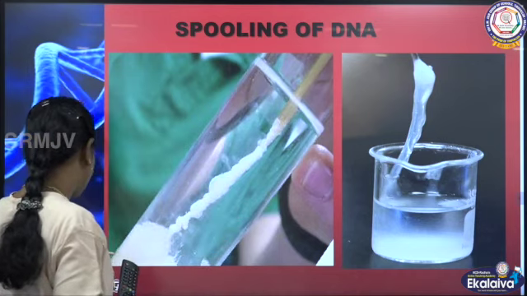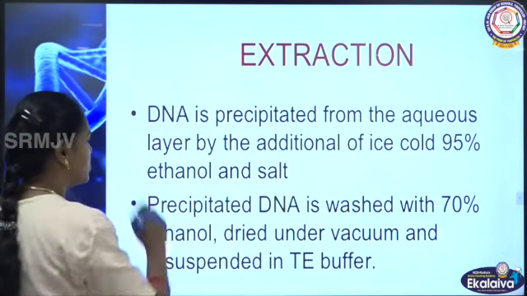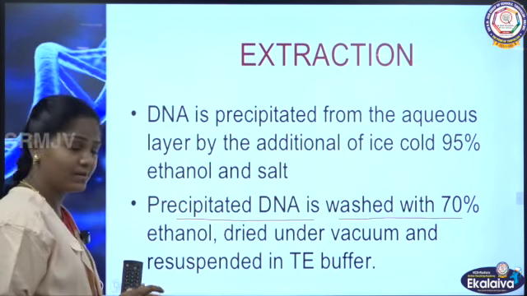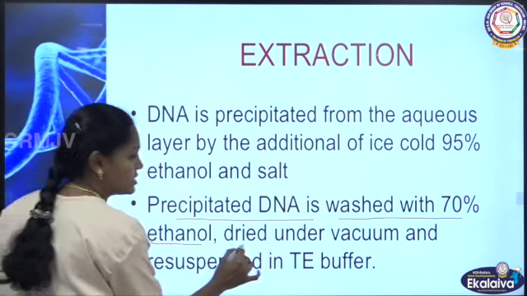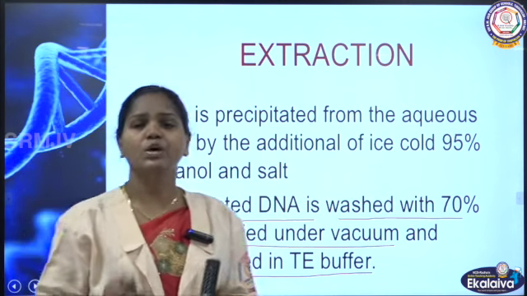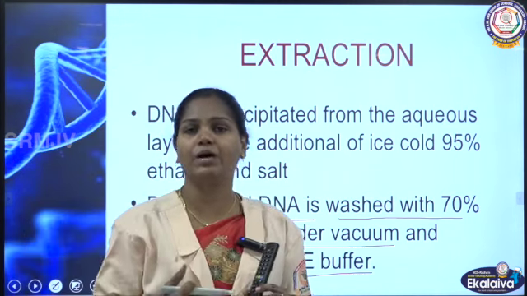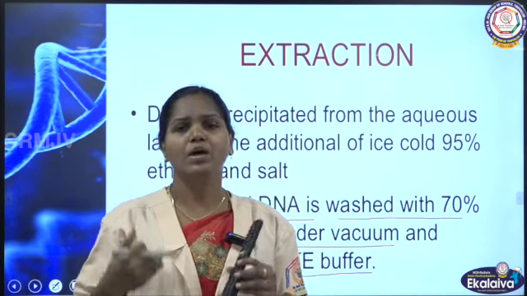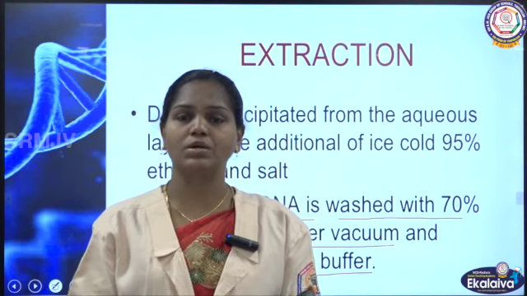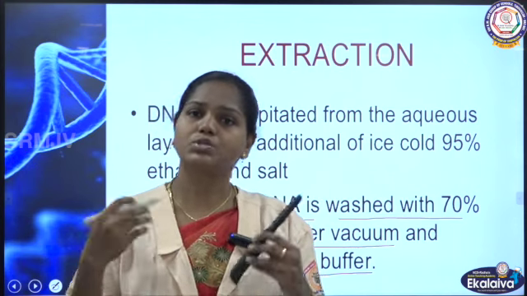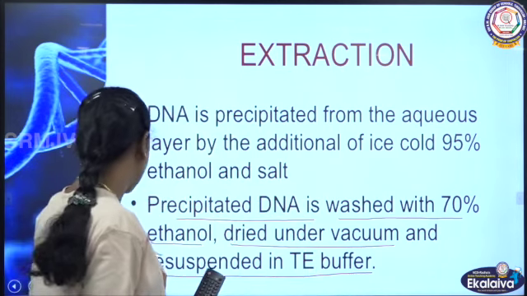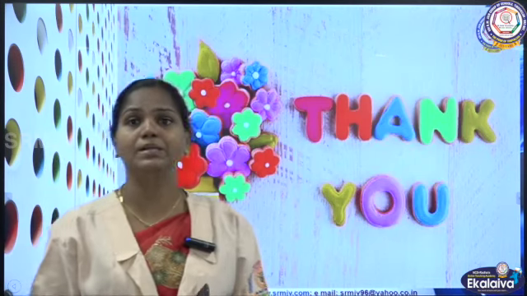So what happens to the extracted DNA? Once you extract the DNA, the precipitated DNA is washed with the same alcohol, 70% ethanol. It is dried under vacuum and resuspended in a buffer. From that buffer we can use our DNA for further work. In rDNA technology, if you want to produce some hormone or protein like insulin, you can use this DNA. This is how we extract our DNA from the available samples.